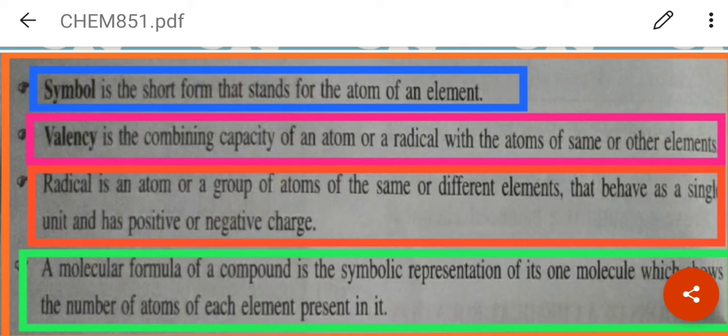Valency is the combining capacity of an atom or a radical with atoms of same or other elements. And radical is an atom or group of atoms of the same or different elements, okay, that behave as a single unit and has a positive or a negative charge. For example, carbonate is a radical whose formula is CO3, okay, and its charge is 2 minus.